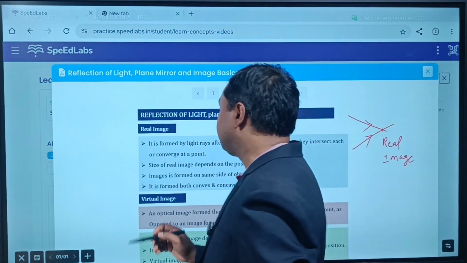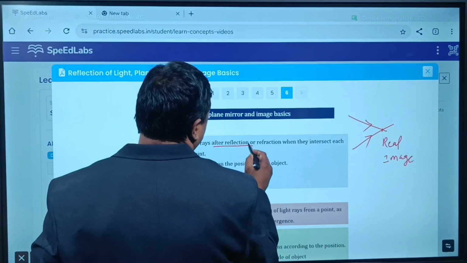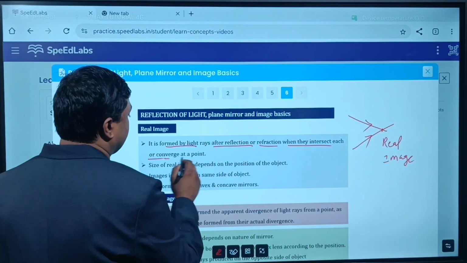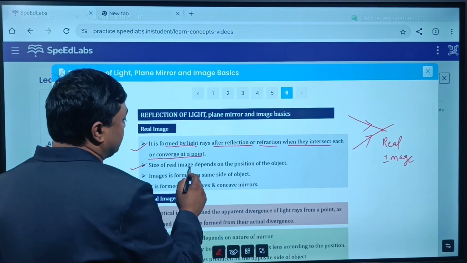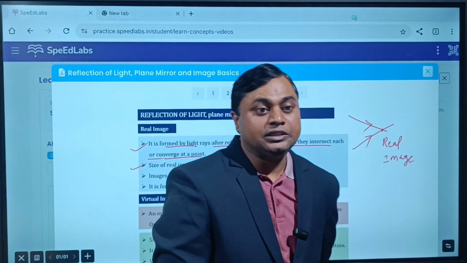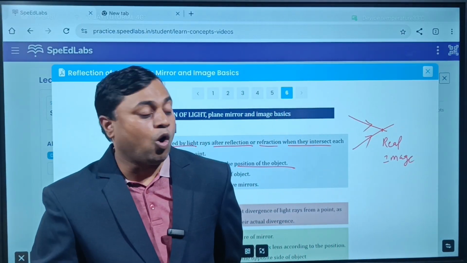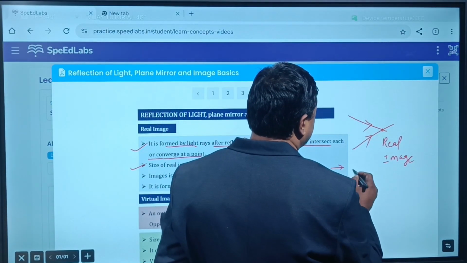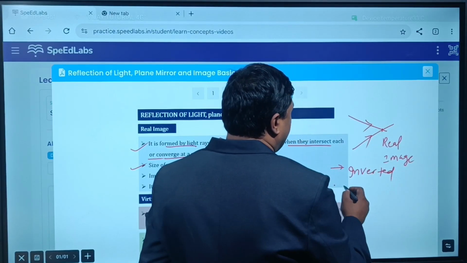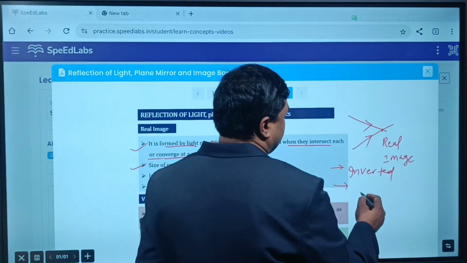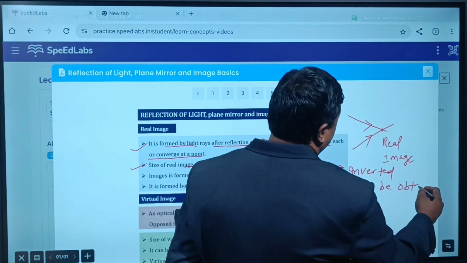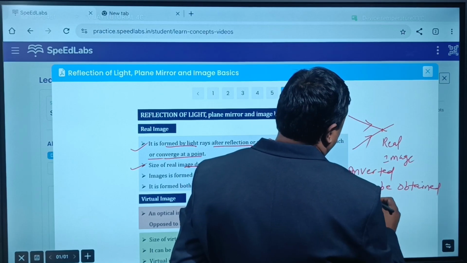Real images are formed by the light rays after reflection or refraction when they intersect or converge at a point. The size of the image depends upon the position of the object, where we are keeping the object. Remember one more thing: real images are always inverted, and they can be obtained on the screen.